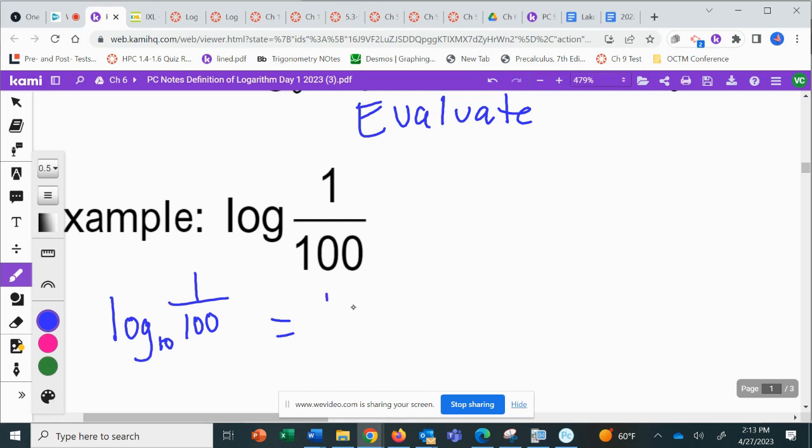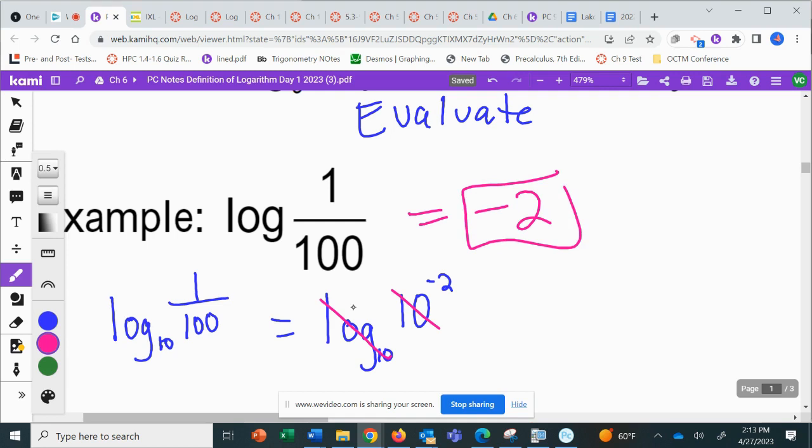So I'm going to rewrite 1 over 100 as 10 to the what exponent? -2. The negative makes it a fraction. The 2 makes it 100. Log base 10 of 10 cancels. This is -2.